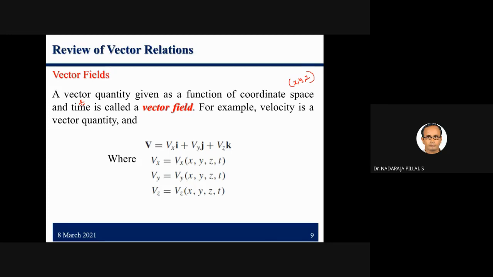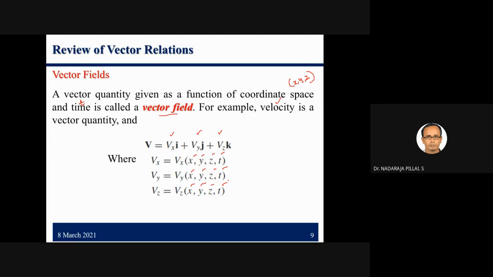A vector quantity given as a function of coordinate space and time, we can call that a vector field. For example, velocity is a vector quantity, and we can write velocity v is equal to vx, vy, and vz. And vx can be represented as vx of x, y, z, and t, vy as vy of x, y, z, and t, and vz of x, y, z, and t. So this is about scalar and vector fields.